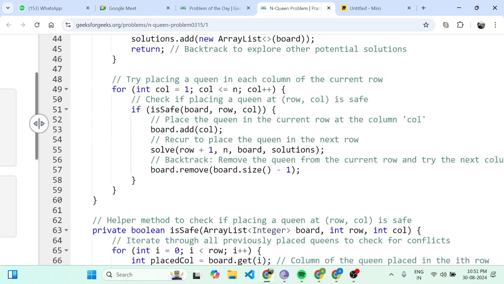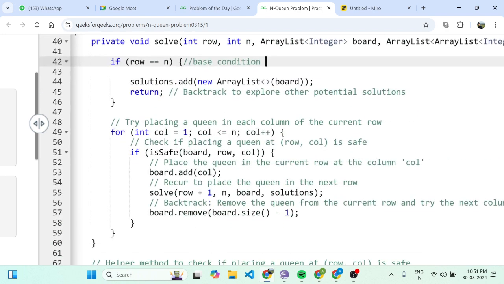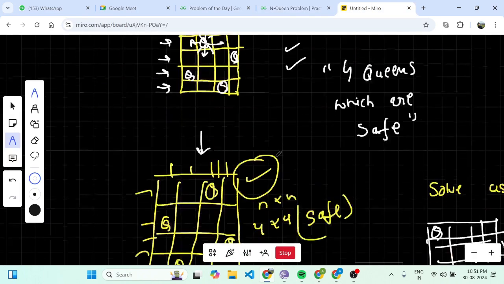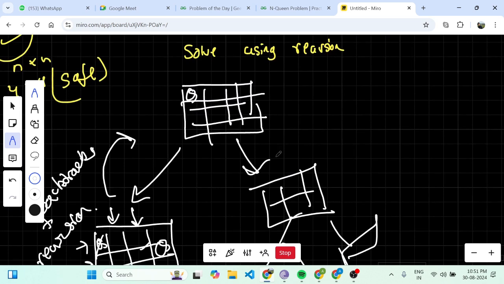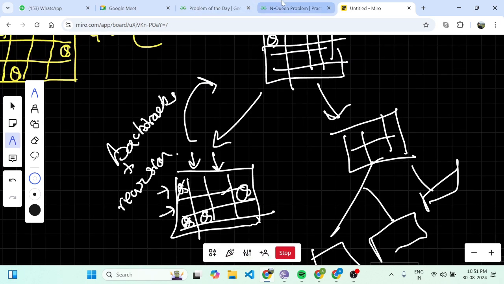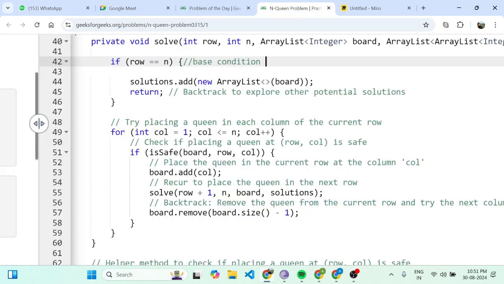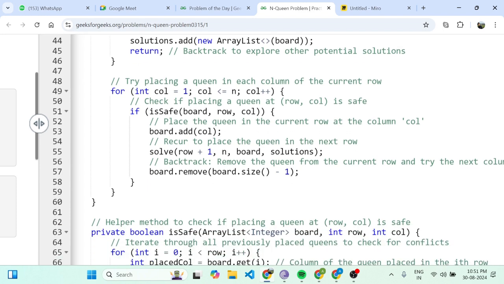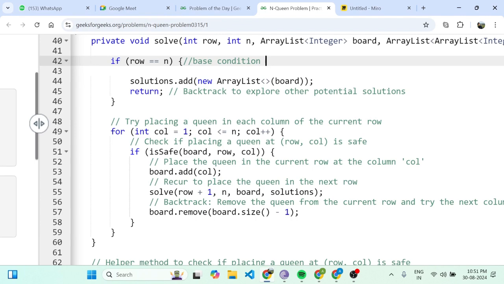So whenever we have checked that this is safe to put, we can call board.add to add the column. Lastly, we are again recursively calling this function solve. In the solve function, we are recursively calling it from inside. That's why we are backtracking. Why are we doing row plus 1? Whenever we are doing row plus 1, we are iterating to our next row, which I already explained over here somewhere, that we can go to our next row. Similarly, we are passing n and everything. Lastly, we are going to remove board.remove(board.size() - 1). Why are we doing that?